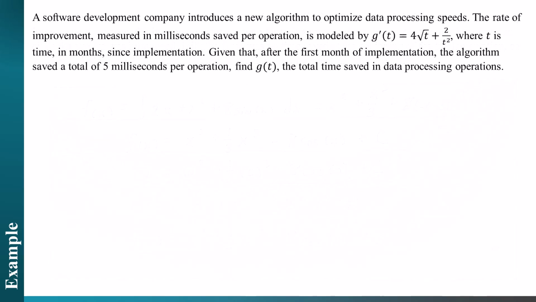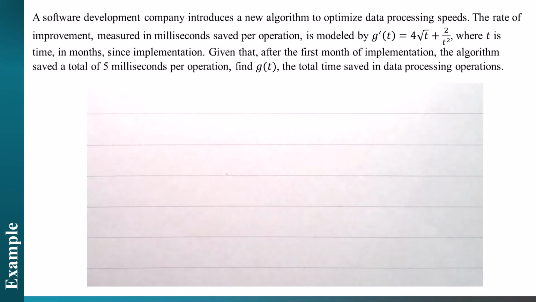Consider another example. A software development company introduces a new algorithm to optimize data processing speeds. The rate of improvement, measured in milliseconds saved per operation, is modeled by g prime of t equals 4 times the square root of t plus 2 over t squared. Here, t is time in months since implementation. Given that after the first month of implementation, the algorithm saved a total of 5 milliseconds per operation, we want to find g of t, the total time saved in data processing operations.